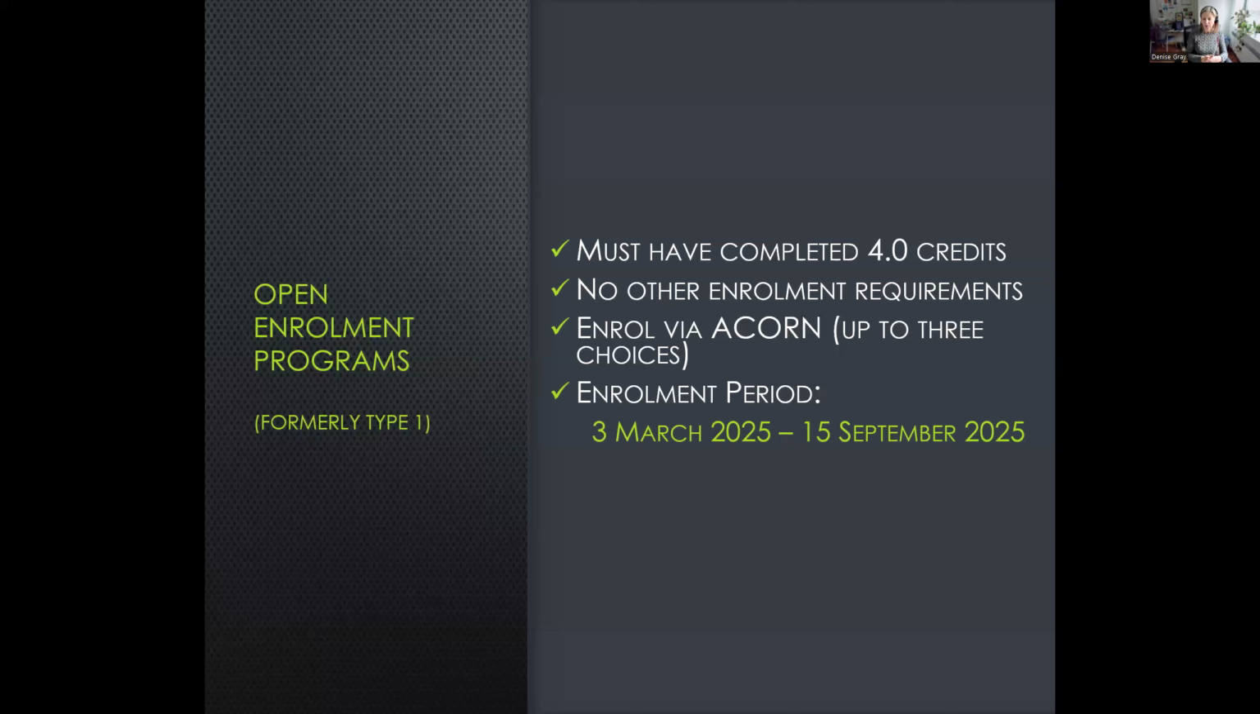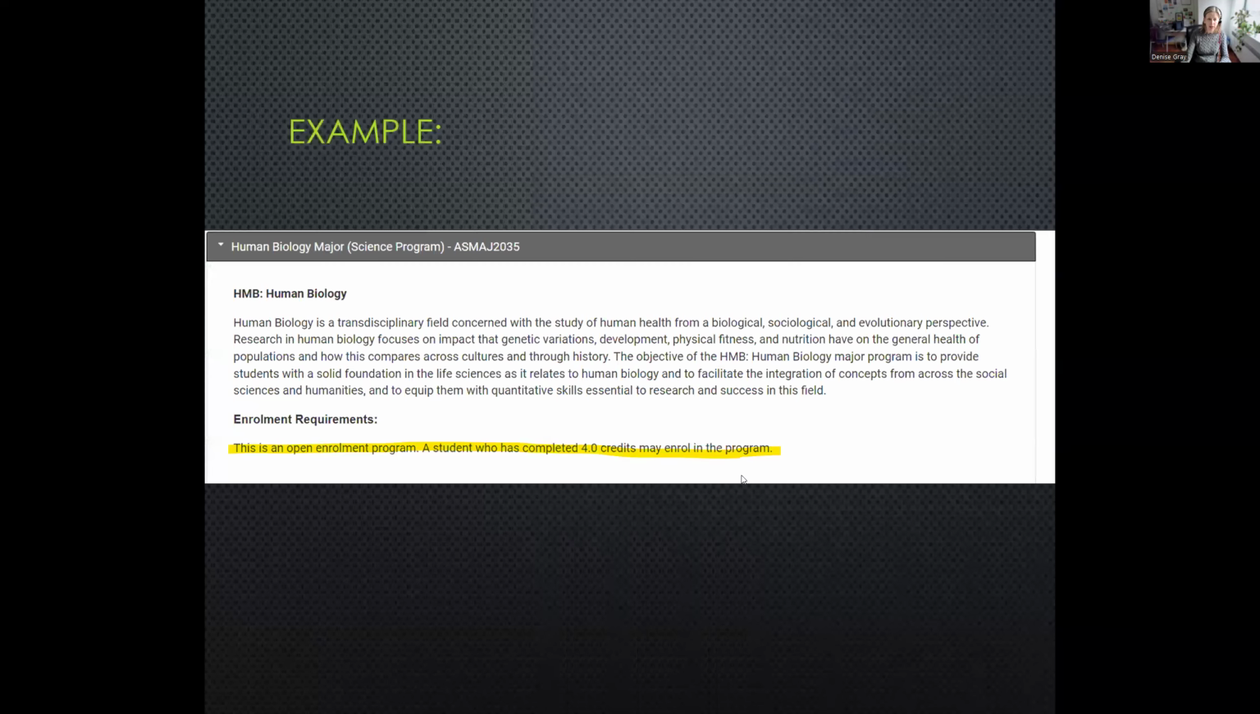So for open enrollment programs, you have the option to add programs anywhere from March 3rd to September 15th. You need to do that on Acorn. Here's an example, the human biology major, which I took right out of the academic calendar. There's a brief description, and under the bolded enrollment requirements, it says this is an open enrollment program, and a student who has completed at least 4 credits may enroll in the program.